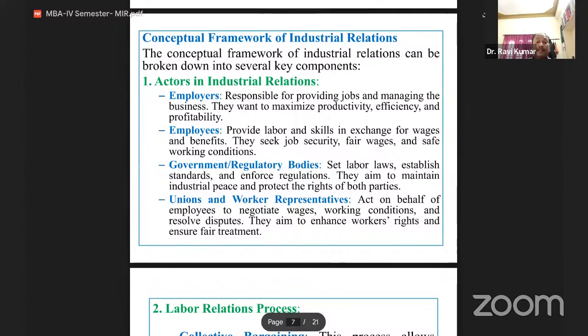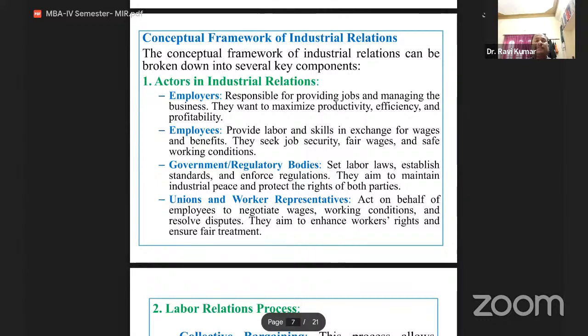to the organizations, like labor benefits, welfare benefits, insurance aspects, or other leaves or compensation; certain things they impose on the organizations, and enforce regulations. Yes, definitely this is enforcing regulations every time. They revise the regulations, and they aim to maintain industrial peace and protect the rights of both parties.